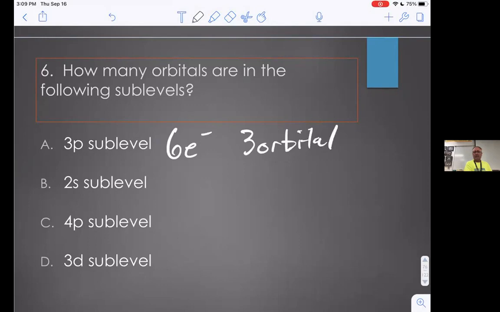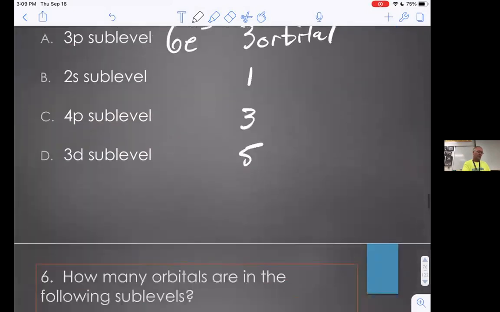With the 2s sublevel, you would have 2 electrons. If you divide that by 2, you get a single orbital. The 4p sublevel would be the same as the 3p, so it would also have 3 orbitals. And then the 3d, 5. There are 10 electrons in the d sublevel, and so you would divide by 2 to find the number of orbitals, which would be 5.